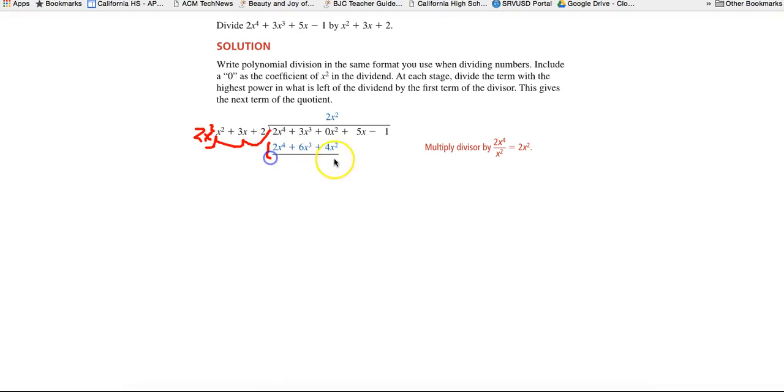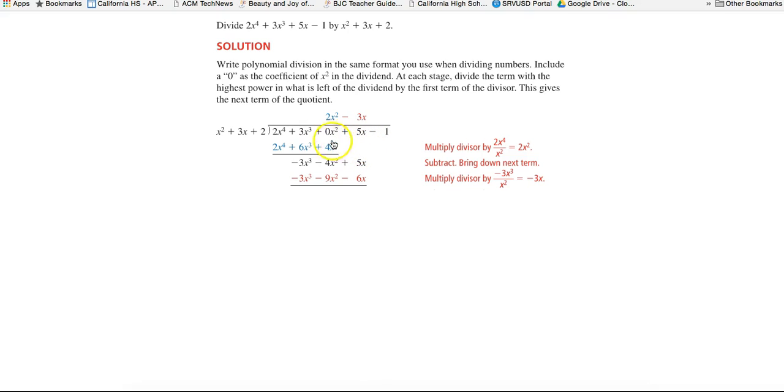Now, in order to get the next term, we're going to have to subtract this entire polynomial from this one up here. Just like we learned in the previous section, we're going to be subtracting this polynomial here. So that's going to look like minus 6x cubed, 0 minus 4x squared gives us negative 4x squared. And right now, we don't have anything for the next term. So this is where you bring that down.